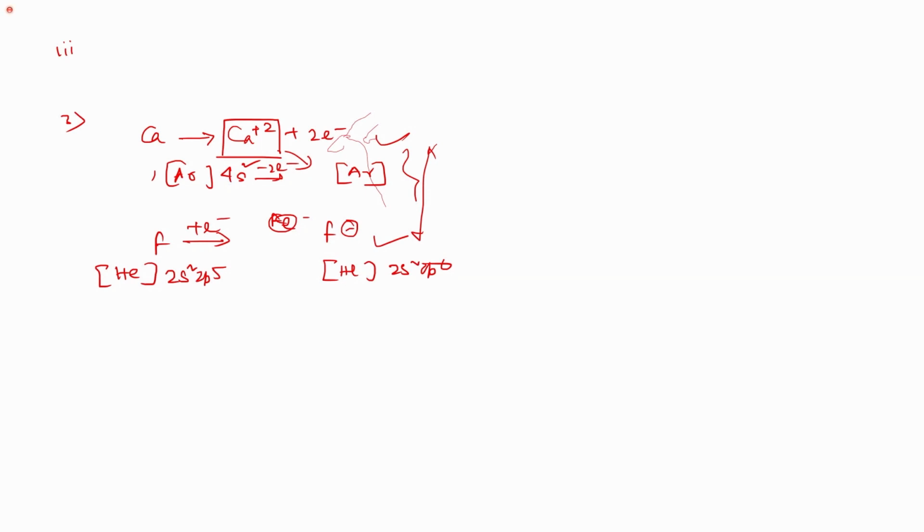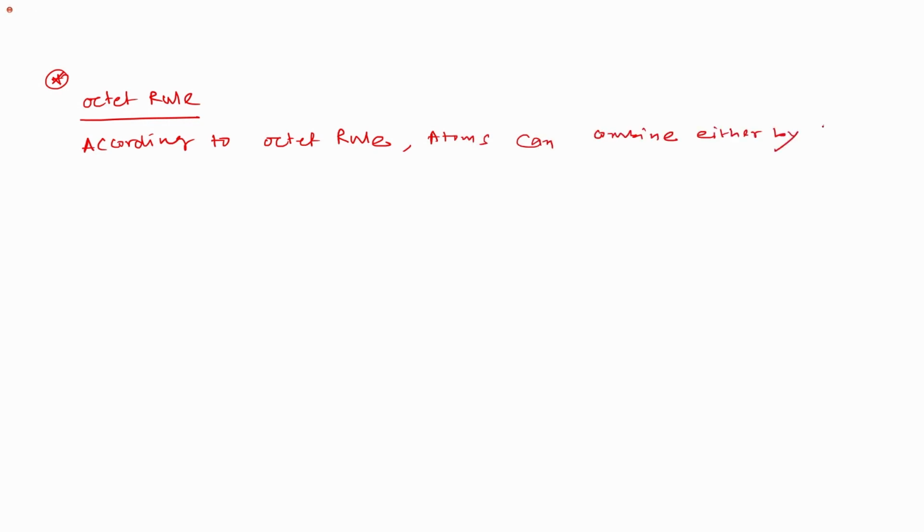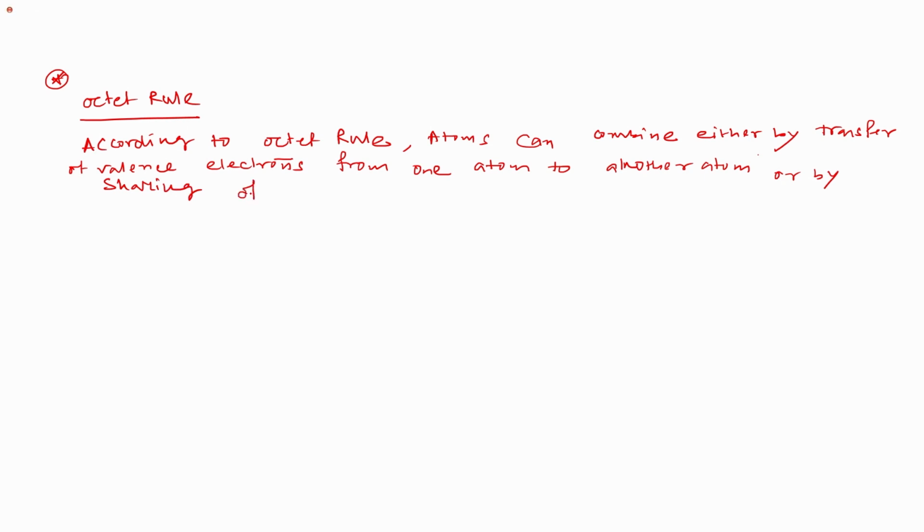And another point, the bond formed as a result of electrostatic attraction is called the ionic bond. Already I have told here. Now, octet rule. What is the octet rule? According to the octet rule, atoms can combine either by transfer of valence electrons from one atom to another, or by sharing of valence electrons, in order to have an octet in their valence shell.